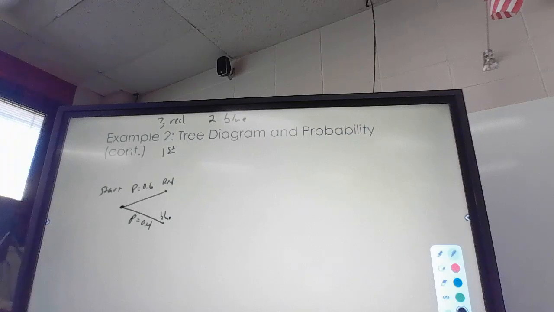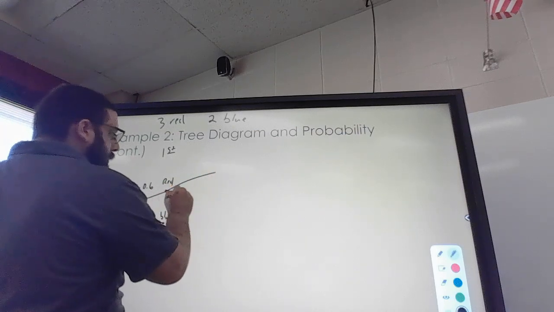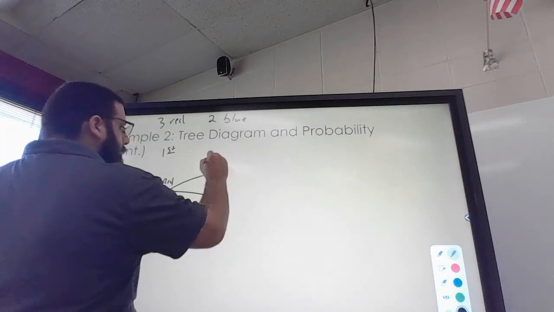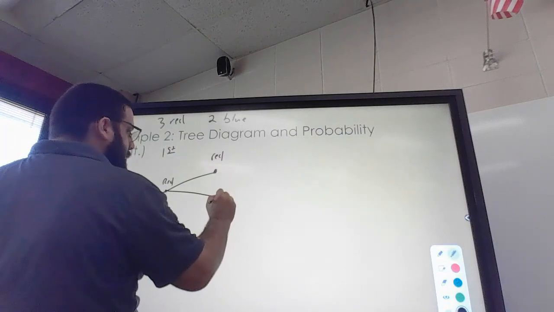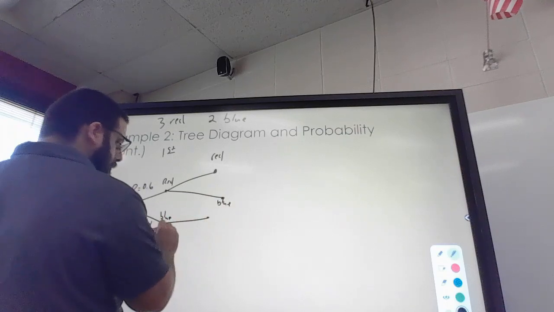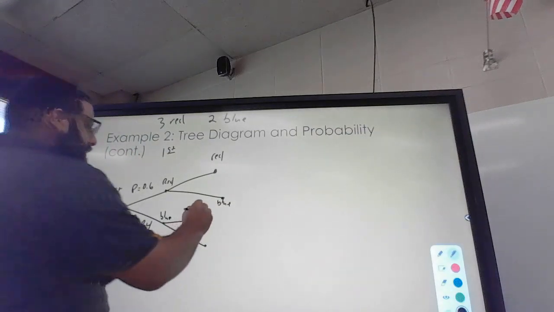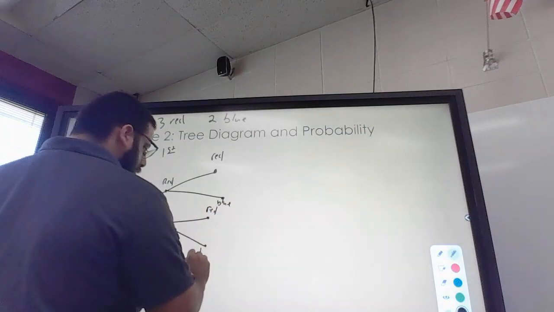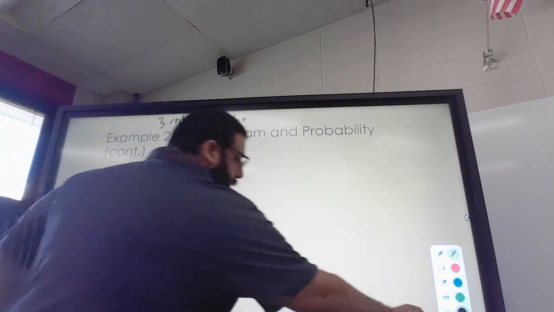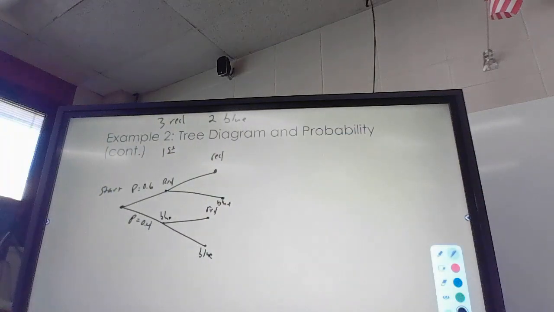Now when I go to draw the second ball, I have one of two choices. Either it's going to be red or it's going to be blue. Same thing the other direction. No matter what ball I choose the first time, the second one's either going to be red or blue. But what's the probability of those happening? So this is where conditional probability comes into play.